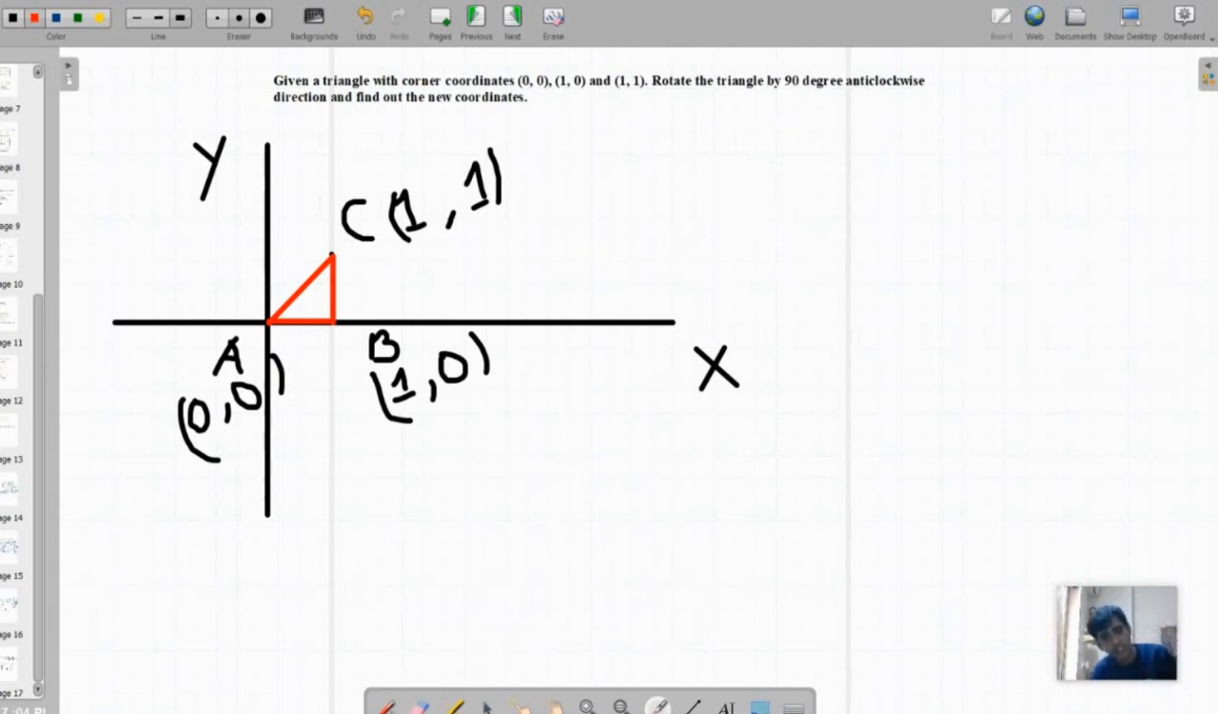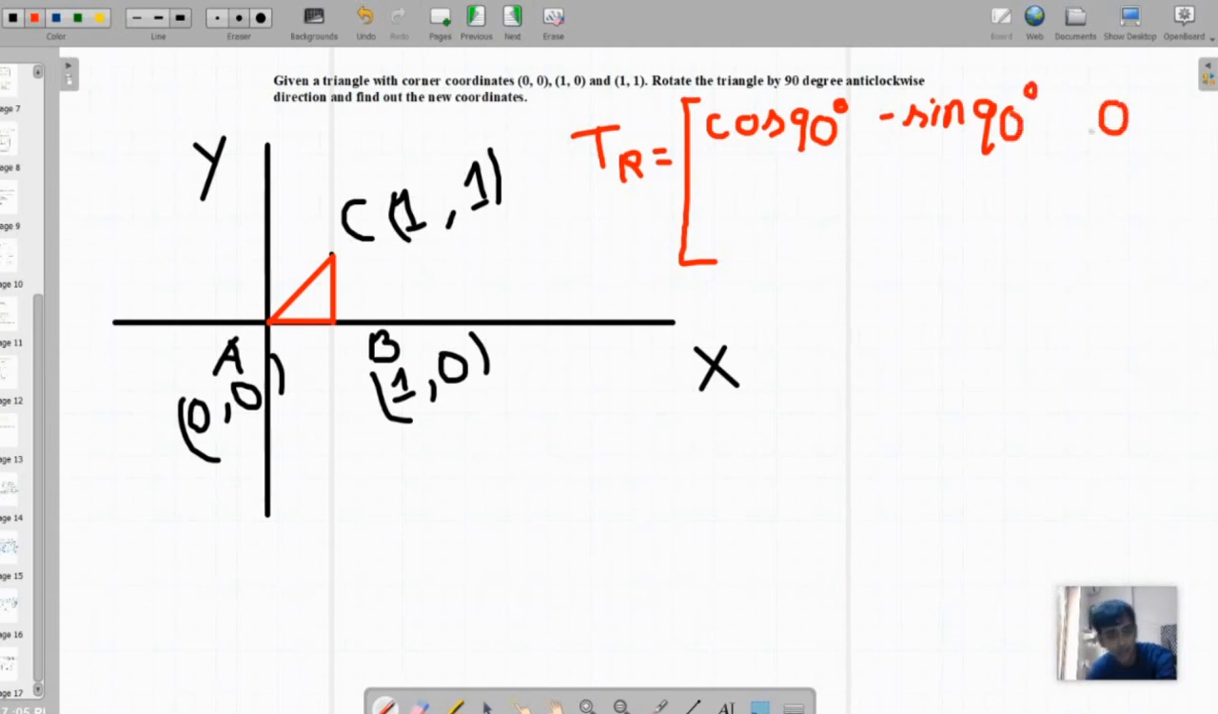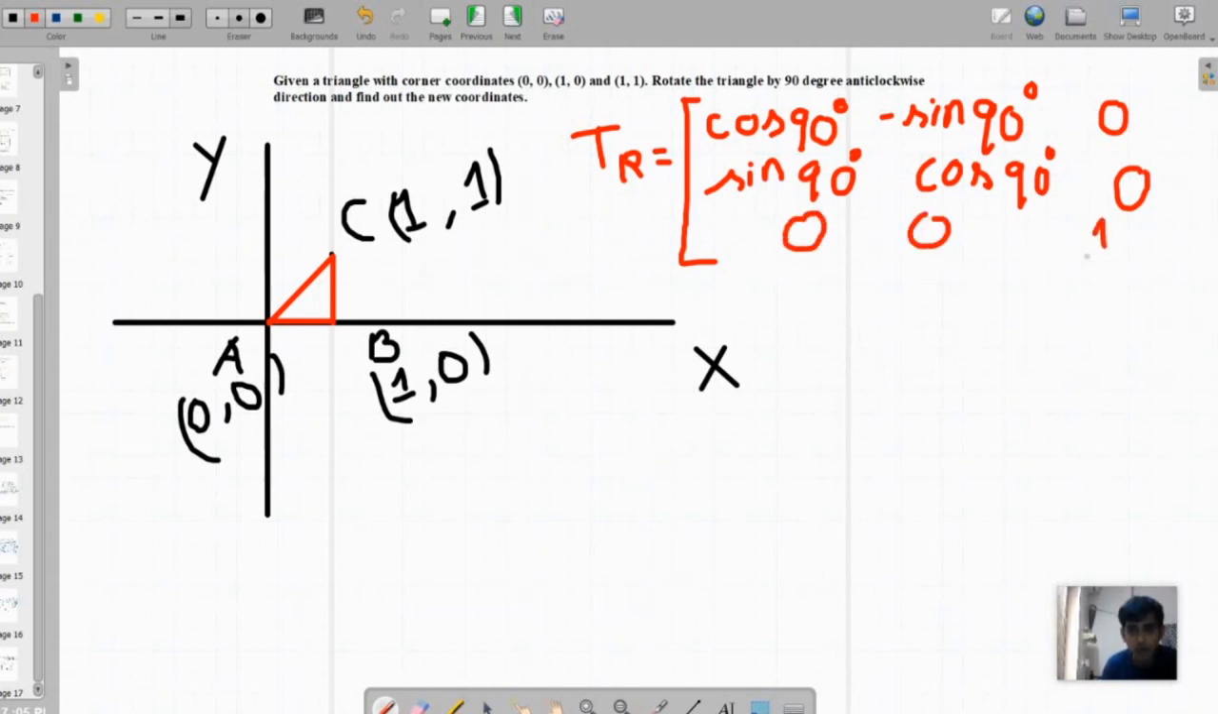To do this, like the problem we solved some time before, which involved a line, first define the rotation matrix. Your rotation matrix will go like cos theta. In this case, theta is 90 degrees, then minus sine theta, minus sine 90 degrees, then you have 0, then sine 90 degrees, cos 90 degrees, 0, and lastly you have 0, 0 and 1.